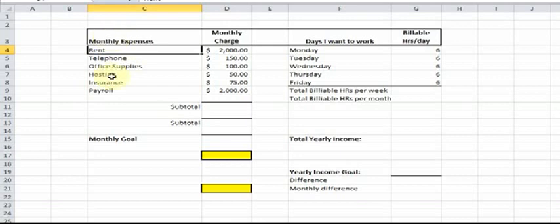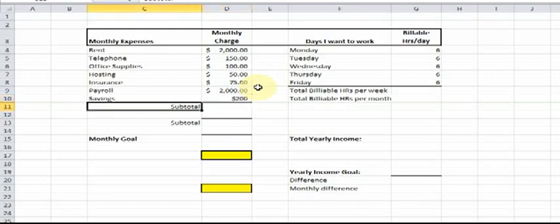I'm sure you'll have more than this, but list them all there, and list the charges for each of those items per month. You're also going to want to add in a bit of a savings, whether it be $50, $100, whatever. You should try to put some savings built into your hourly rate. So now we're just going to subtotal that.